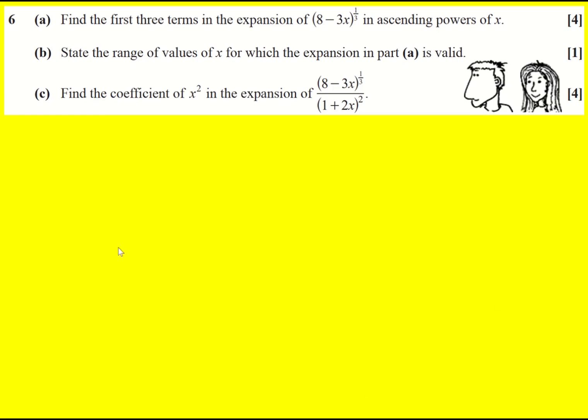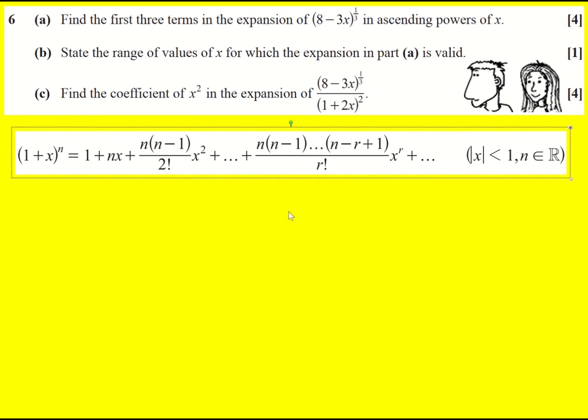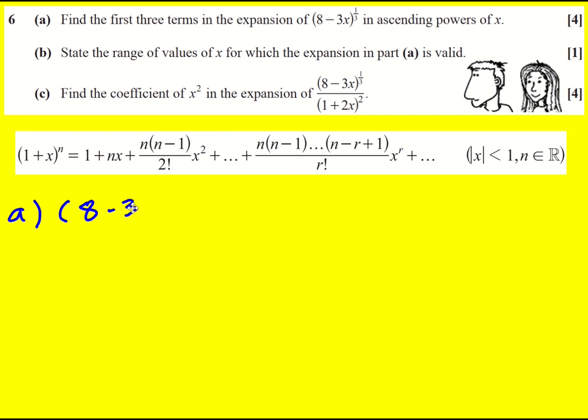Let's find the first three terms of the expansion of this expression. This is a binomial expansion where n is a rational number. I need to write it as 1 plus x to start with though. So I've got 8 minus 3x. What I can do is factorize out the 8.